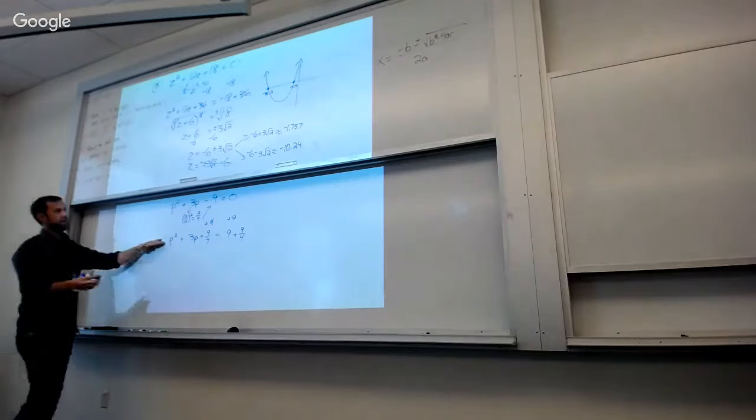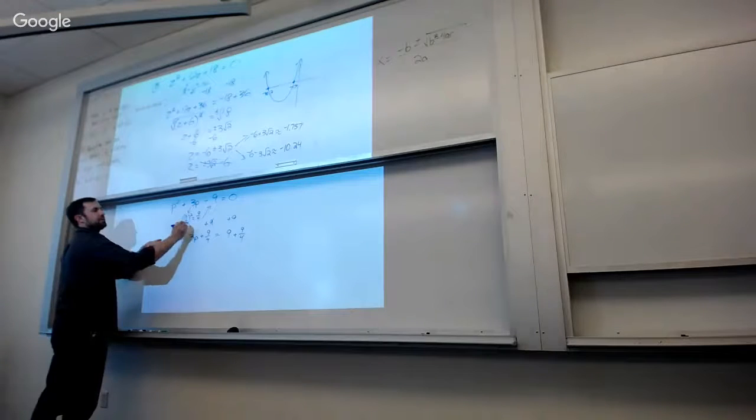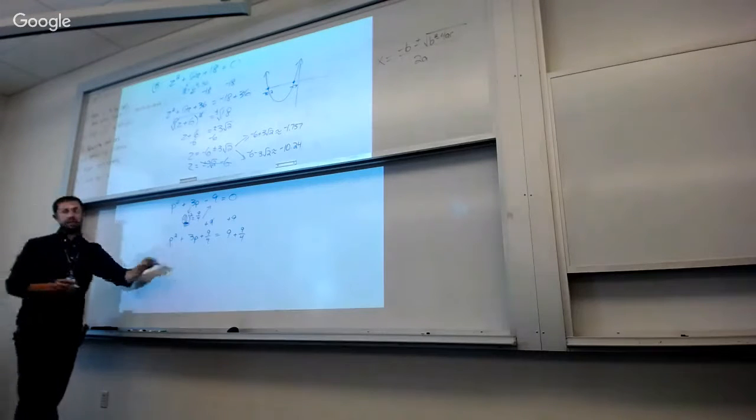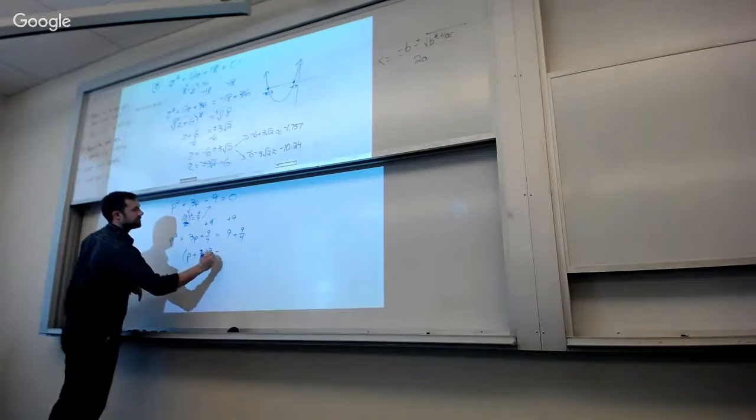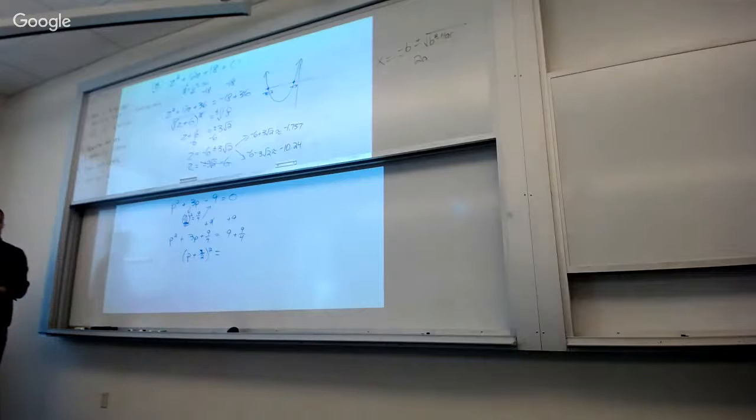So on the left-hand side, what was our number being squared? Because remember, that's always the number that goes inside, 3/2. So this is p plus 3/2 squared. And what is 9 plus 9/4?